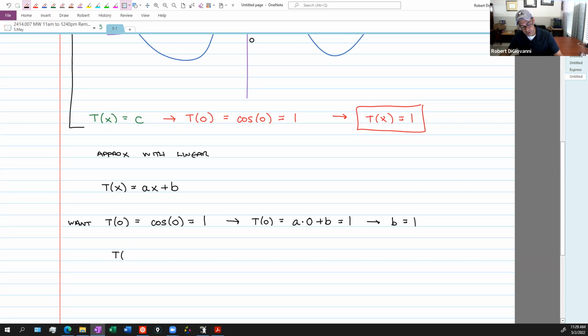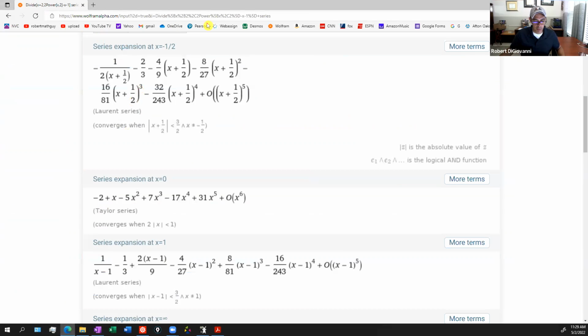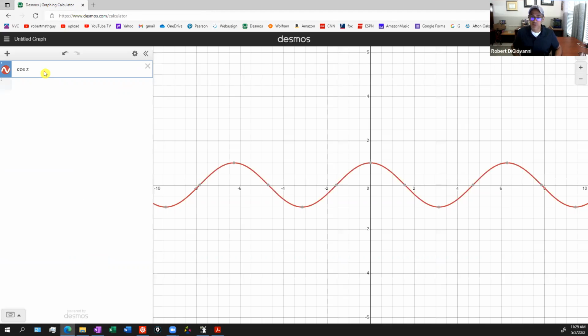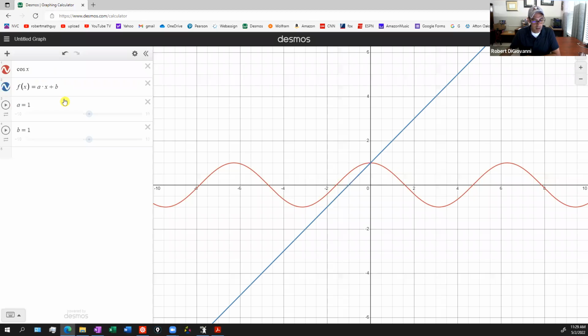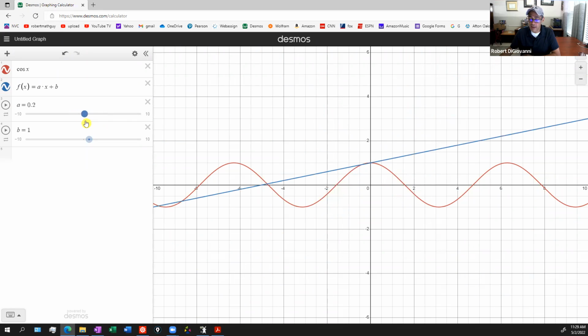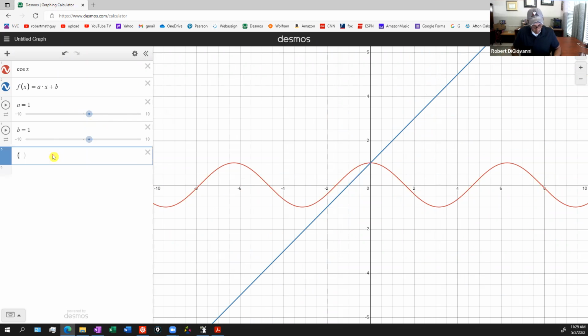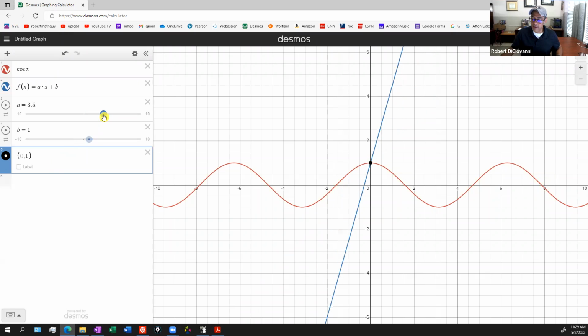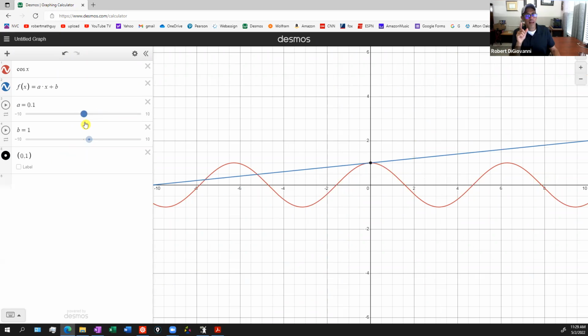So here's what I can say about t of x so far. I know that the b should be one, so it should look like this, right? That's where we are so far. I'm gonna draw you a picture here. I'm trying to approximate cosine x with a line. The line that I've come up with, I'm gonna call f of x here, is a times x plus b, right? And right now I know that b is one, but a can be anything I want it to be, right? Right now at zero, they both pass through the same point, that black point, but a can be anything I want it to be.